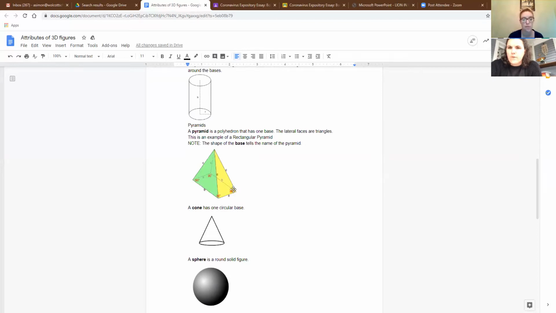Again, remember our base tells us the name of the shape. The shape of this base is a rectangle, so we would call this a rectangular pyramid. It is different because it only has one base, whereas the other polyhedrons we were talking about, our prisms, had two.